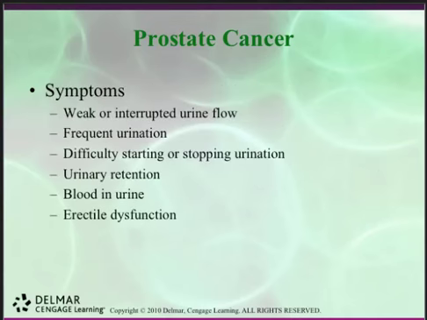The symptoms include weak or interrupted urine flow and frequent urination, known as polyuria, difficulty starting or stopping urination, urinary retention, hematuria, blood in the urine, and erectile dysfunction, or ED. This cancer is often without symptoms at diagnosis, and when the symptoms are present, many are associated with urinary obstruction. Urine flow can be obstructed in prostate cancer due to blockage of the prostatic urethra as the gland enlarges.